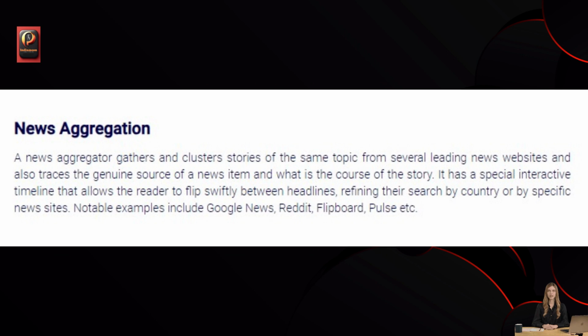News aggregation. A news aggregator gathers and clusters stories of the same topic from several leading news websites and also traces the genuine source of a news item and the course of the story. It has a special interactive timeline that allows the reader to flip swiftly between headlines, refining their search by country or by specific news sites. Notable examples include Google News, Reddit, Flipboard, Pulse, etc.